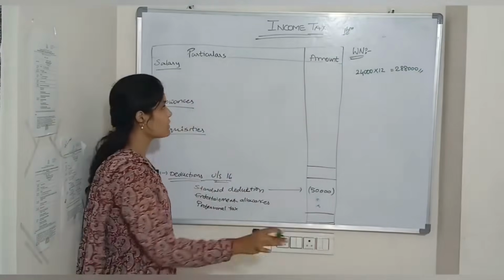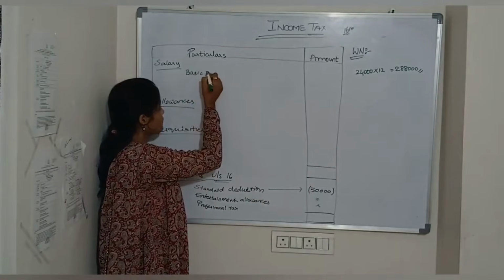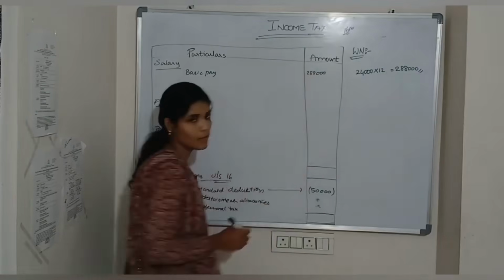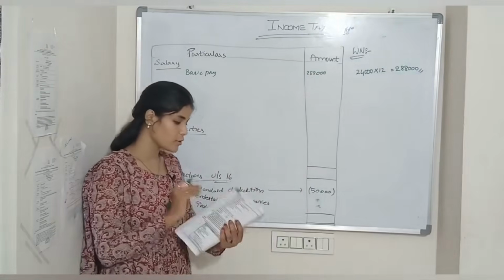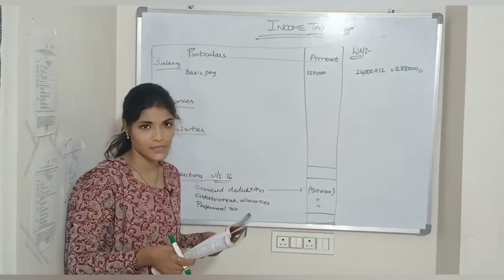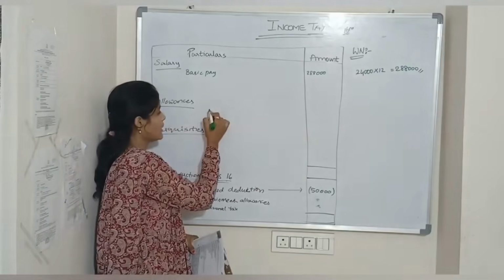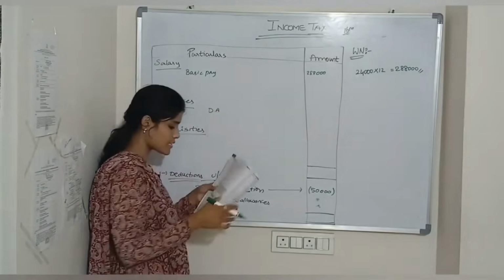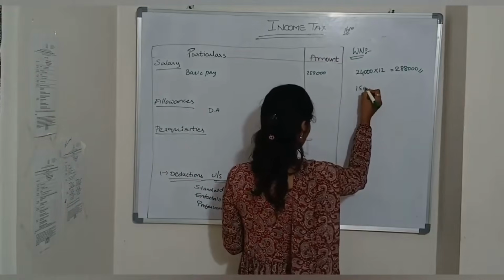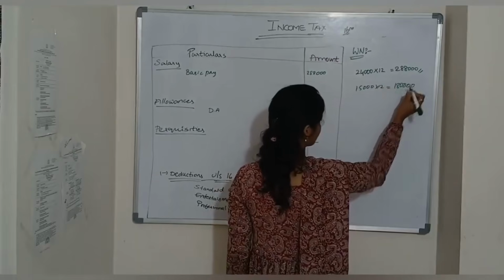Okay, so basic pay comes under salary. So here you need to write basic pay 2,88,000. Okay, along with me you also do the problem, then you will also understand it. Next he is saying dearness allowance. Allowance means you need to write it here. How much are they saying? 15,000 per month. So for 12 months it is 1,80,000.